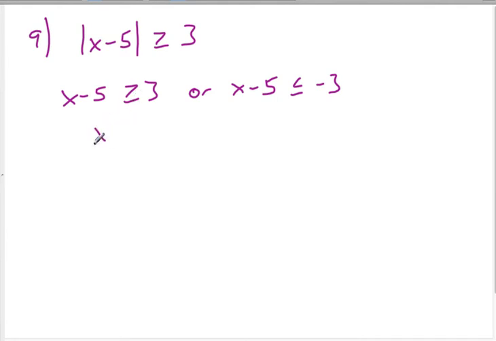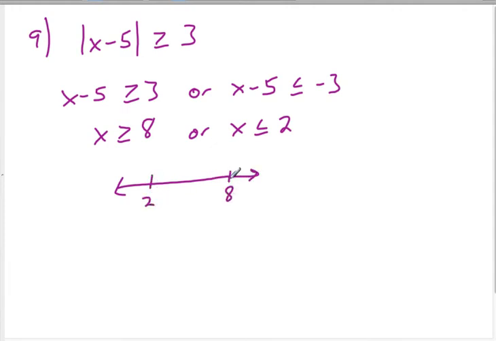You add 5 to both sides, and you get x is greater than or equal to 8, so that's a closed circle, or x is less than or equal to 2. There's number 9.